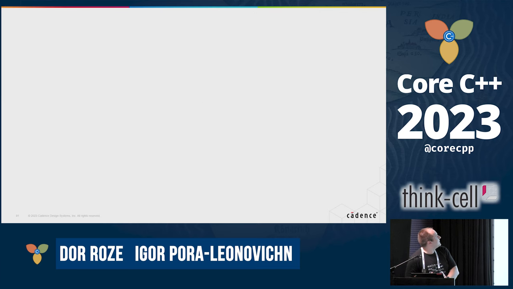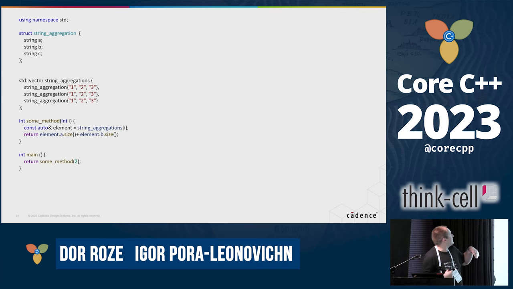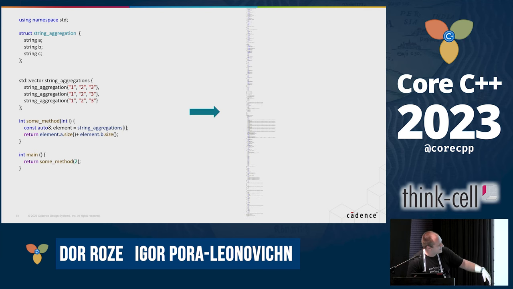The same is true even in more complex code. For example, here we just have some struct with three strings. Then we allocate a vector of this type, string aggregation, and then we try to summarize. We take the second element. It doesn't matter what this code does, just that in general it's some more complex code. That compiles to something very long. Even on this screen, we cannot see what exactly is happening there.